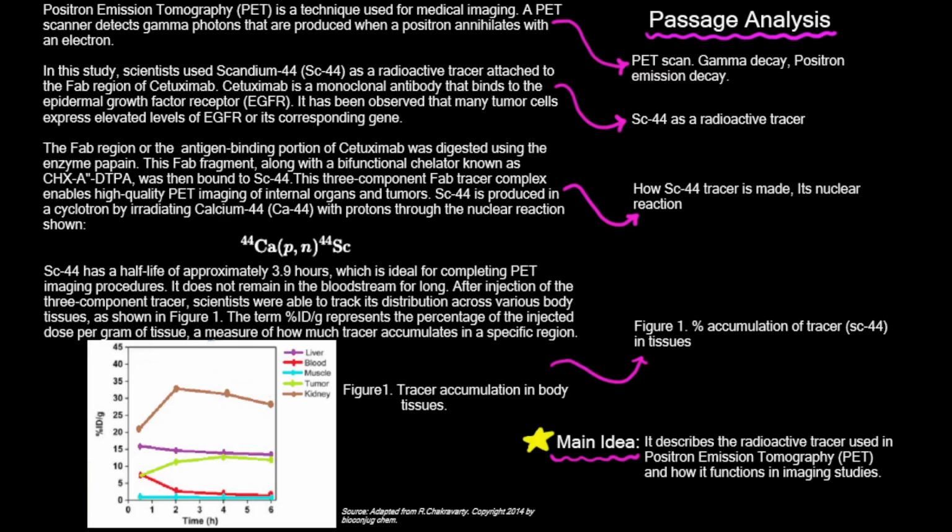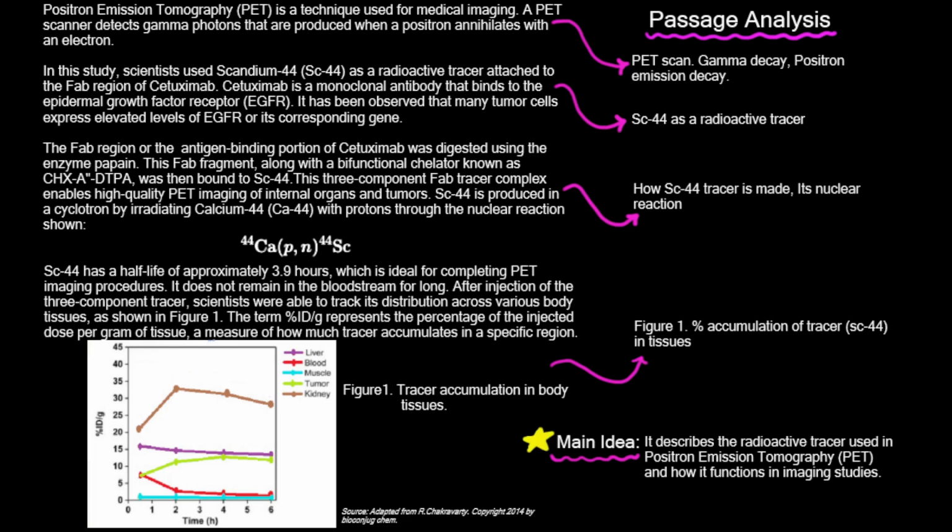The next paragraph says: the Fab region, or the antigen binding portion of cetuximab, was digested using the enzyme papain. This Fab fragment, along with a bifunctional chelator known as CHXA-DTPA, was then bound to Sc-44. This three-component Fab tracer complex enables high-quality PET imaging of internal organs and tumors. Sc-44 is produced in a cyclotron by irradiating calcium-44 with protons through the nuclear reaction shown.